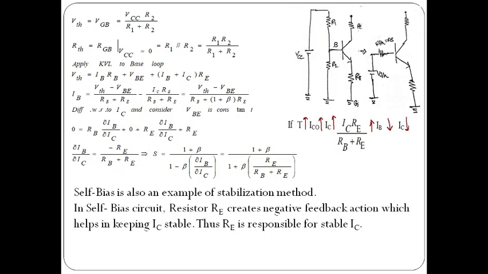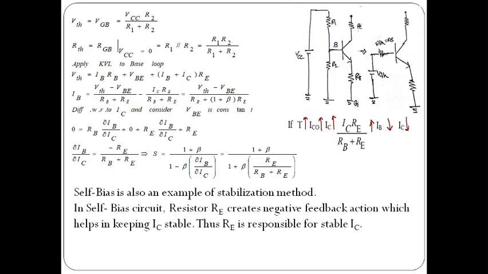So from this we can write IB equals VThevenin minus VBE by RB plus RE, minus IC RE by RB plus RE. So here we can write VThevenin minus VBE by RB plus (1 plus beta) RE value. How can we write this value? By considering IC equals beta IB. By replacing IC by beta IB, we get the simplified one, VTH minus VBE by RB plus (1 plus beta) RE value.